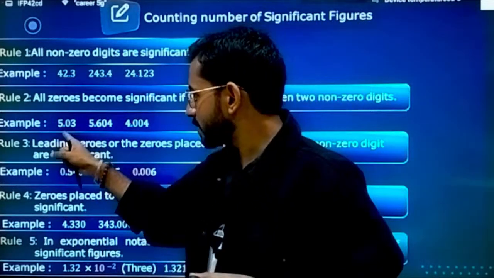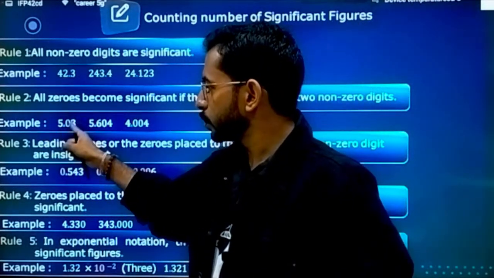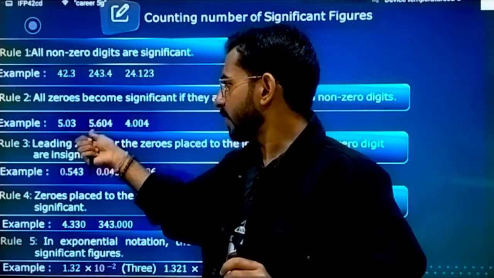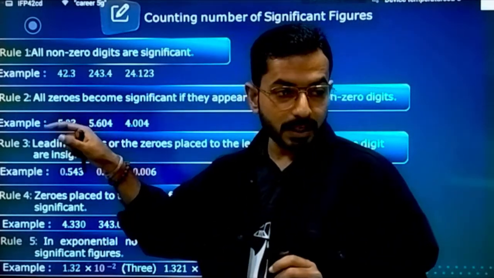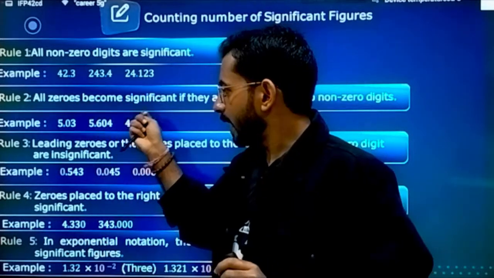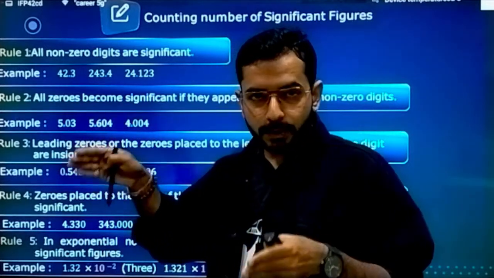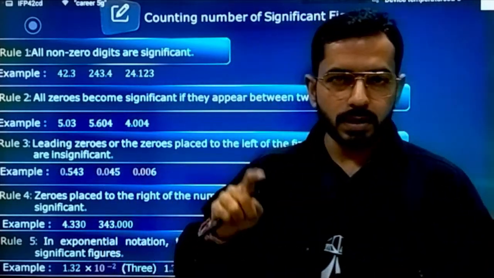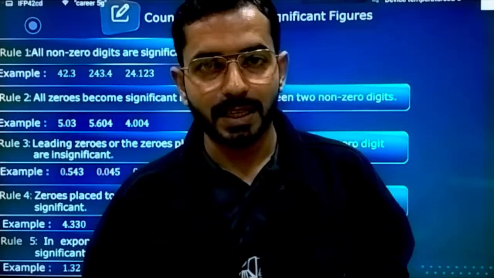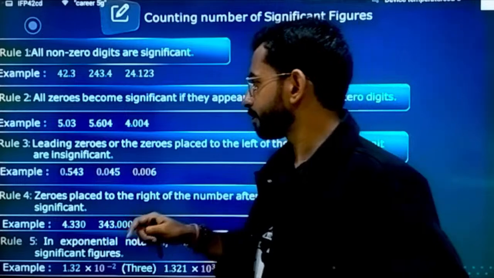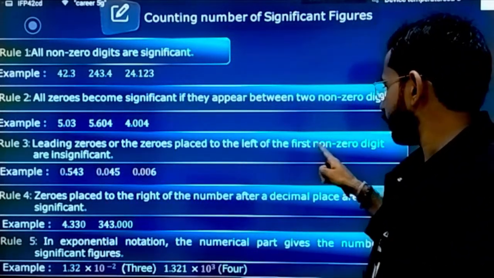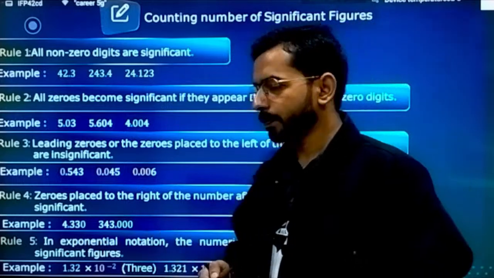How many significant digits are present here, students? Here 1, 2, 3. 503, all three are significant. Next example, 5604. How many significant digits are there? 4. Again 0 is coming, but this 0 is in between two non-zero digits. That means 4 significant digits are present here. 4004, all 4 are significant digits. Correct?